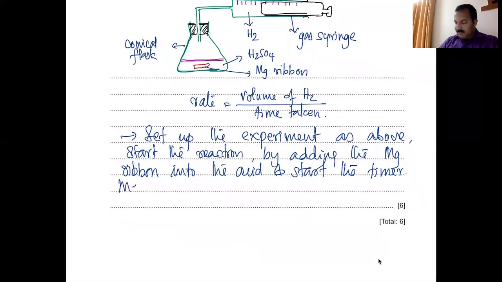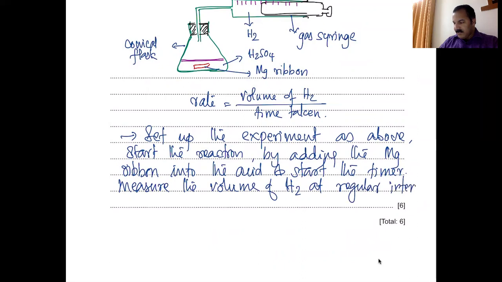Measure the volume of hydrogen at regular intervals. Then rate is equal to volume of hydrogen over time taken.